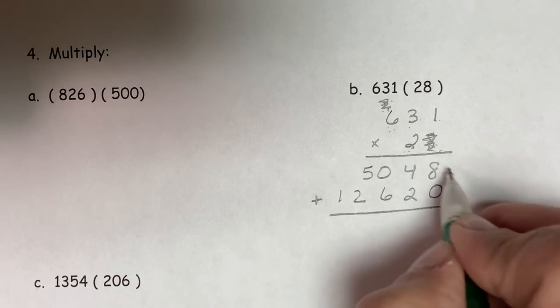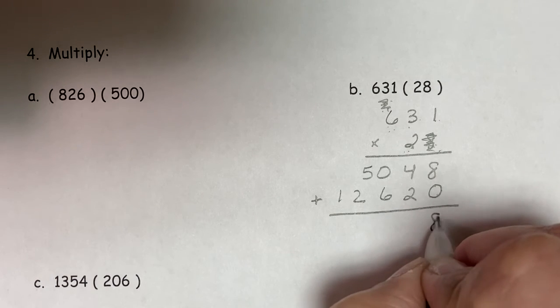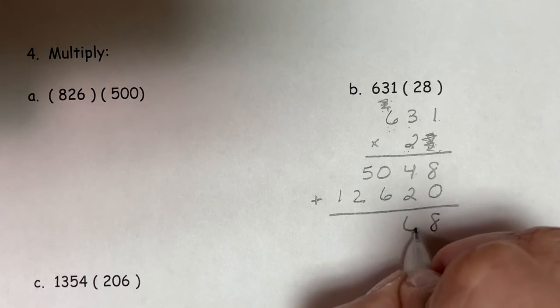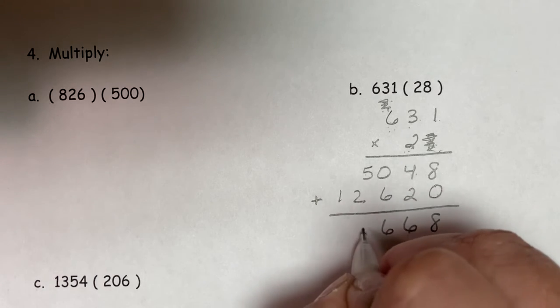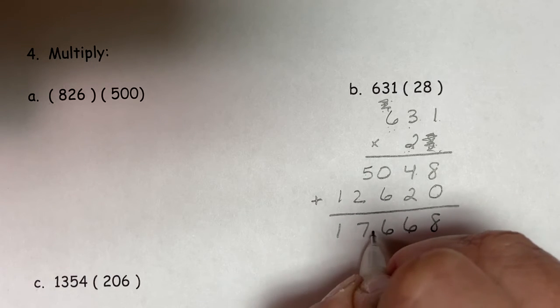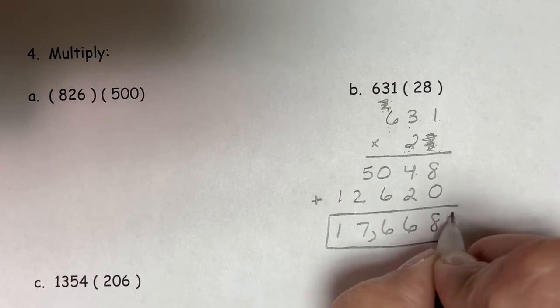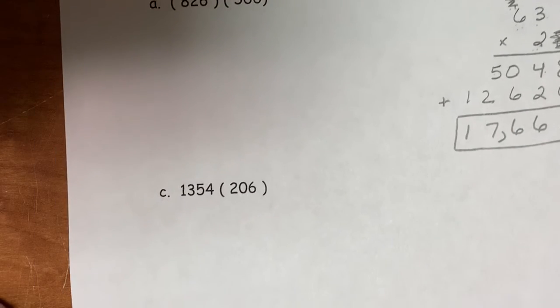Now what I do is I add these 2 numbers. So 8 plus 0 is 8. 4 plus 2 is 6. 0 plus 6 is 6. 5 plus 2 is 7. And 0 plus 1 is 1. So my answer is 17,668. It's going to take some practice if it's been a while.